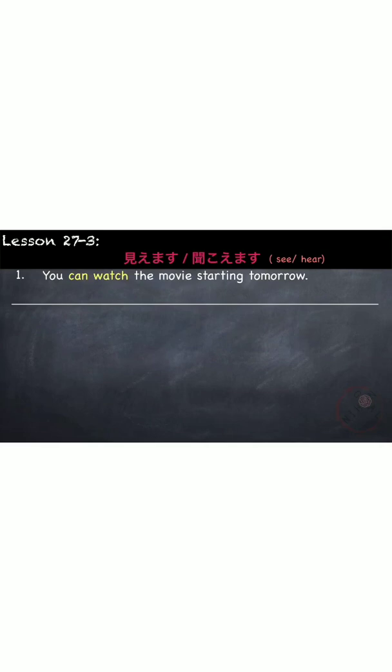You can watch the movie starting tomorrow. So our verb is to watch or can watch. 明日からその映画が見られます. So from 見ます it becomes 見られます. Can watch. So this is a potential verb.